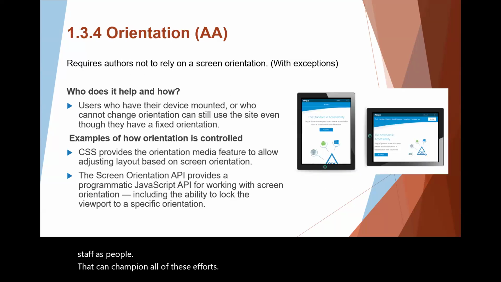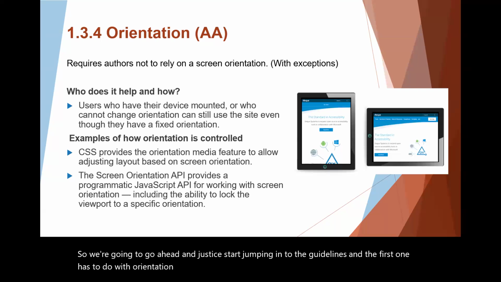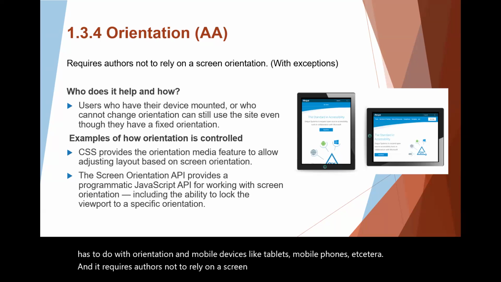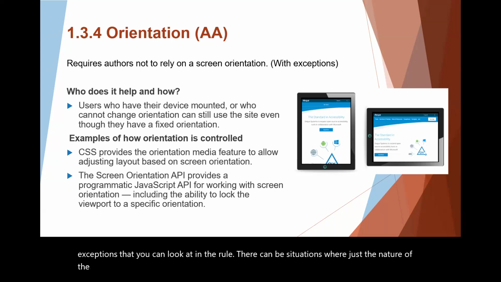So we're going to go ahead and start jumping into the guidelines. The first one has to do with orientation and mobile devices like tablets, mobile phones, etc. It requires authors not to rely on a screen orientation. There are definitely exceptions that you can look at in the rule. There can be situations where the nature of the application needs it to be one orientation or the other, but by default, you need the ability to flip it horizontal or vertical.